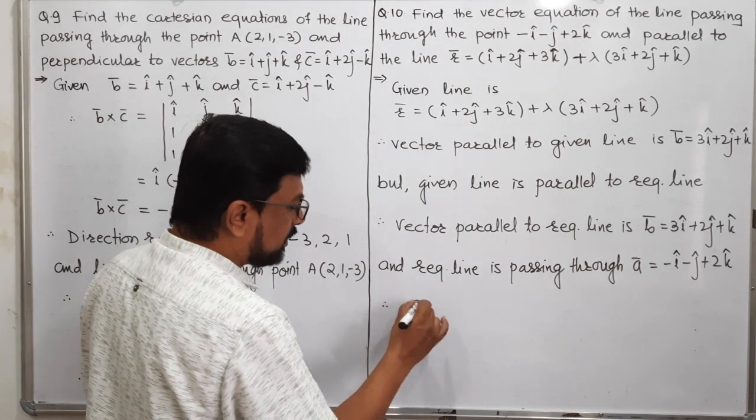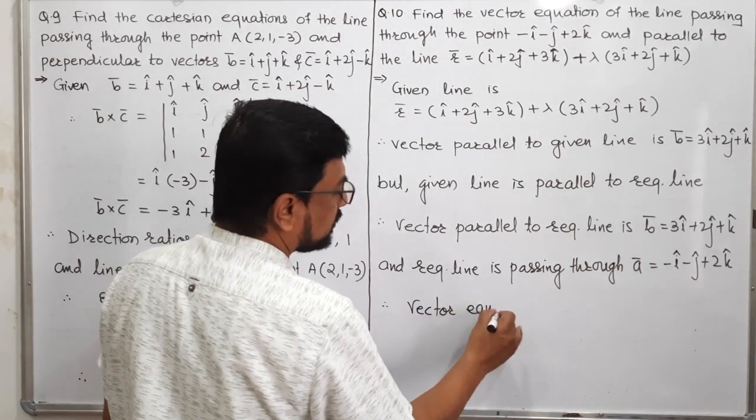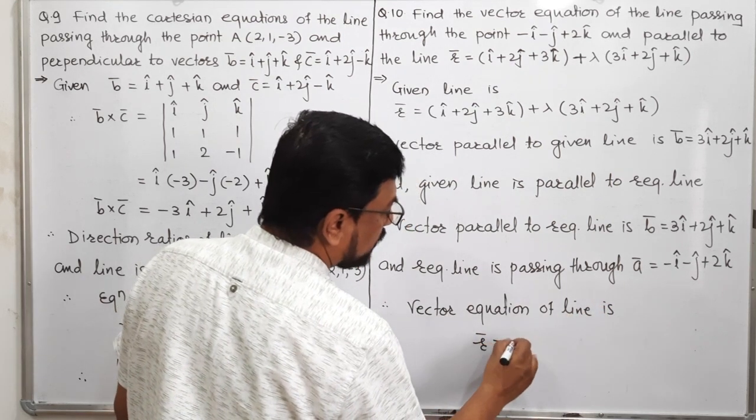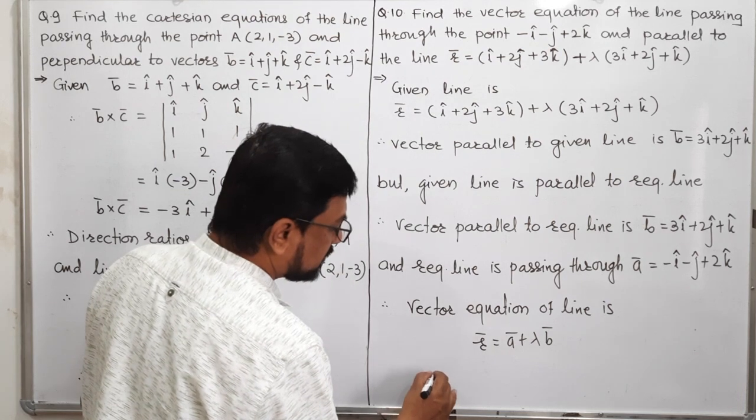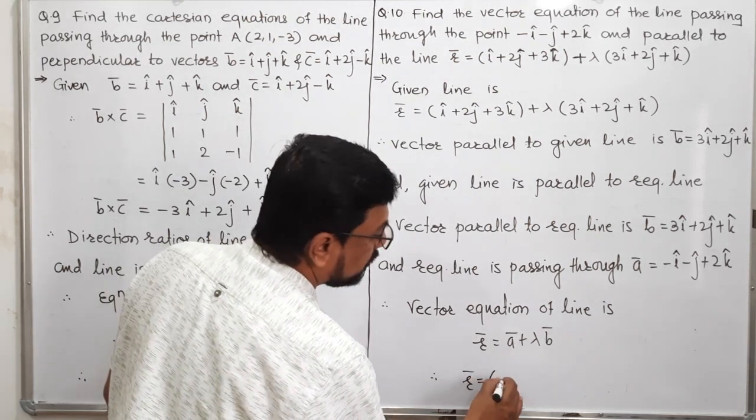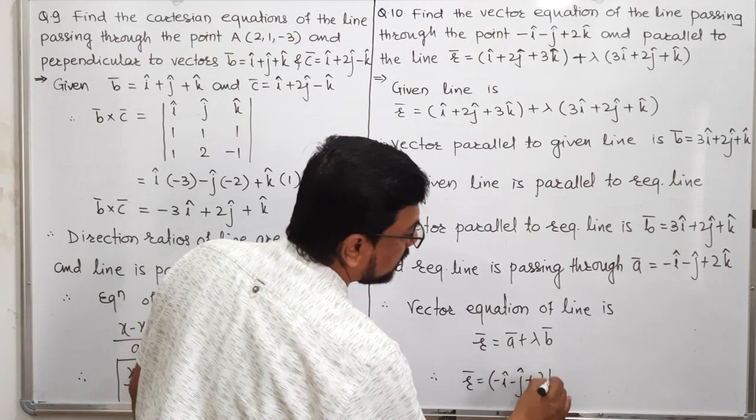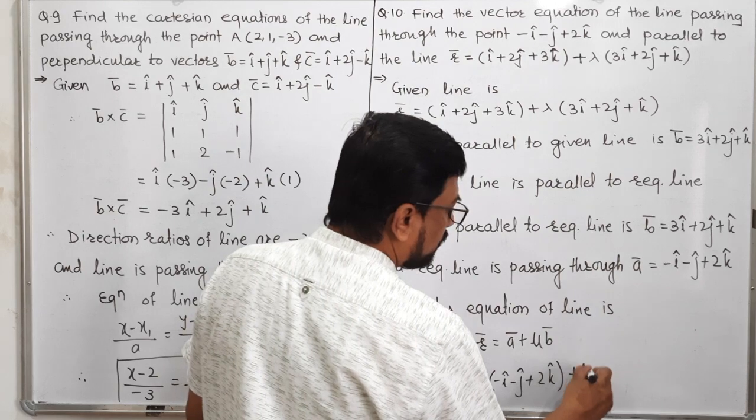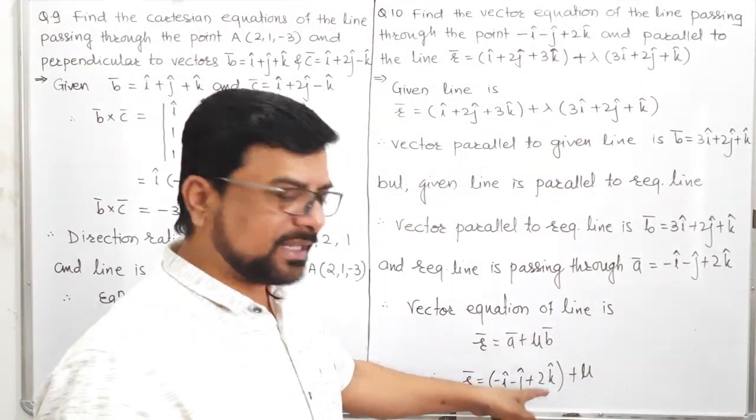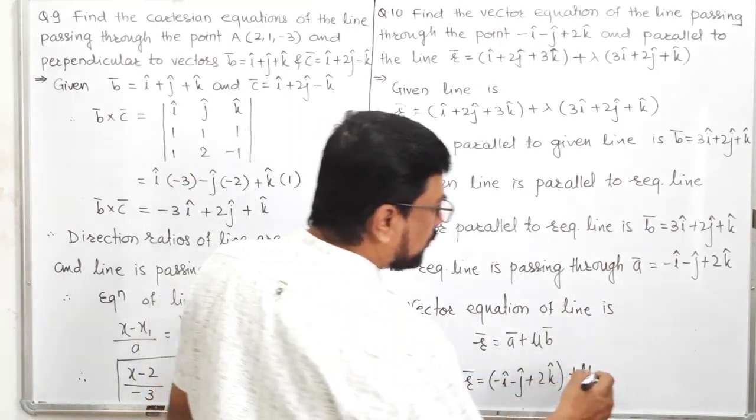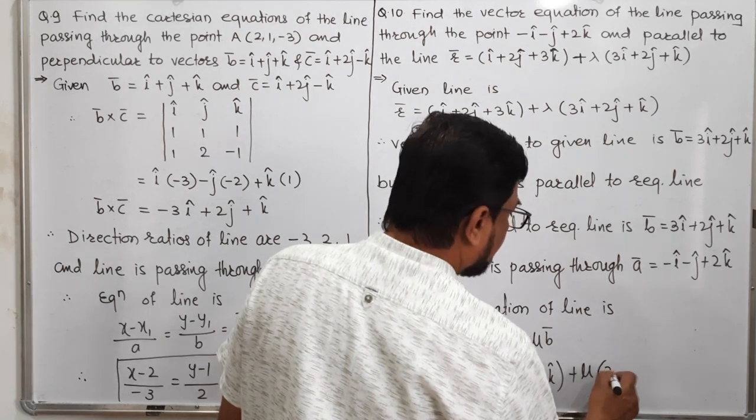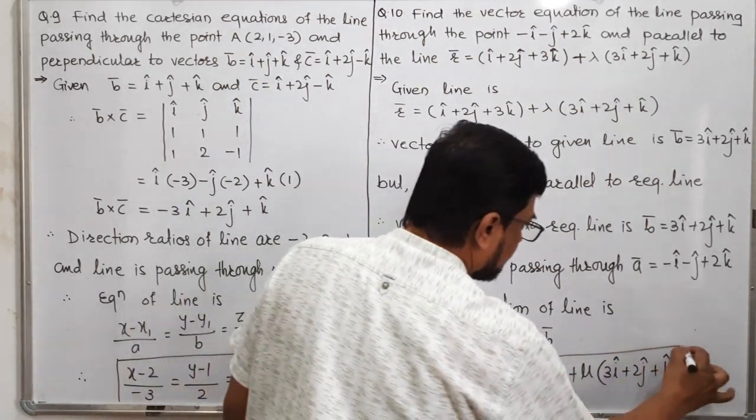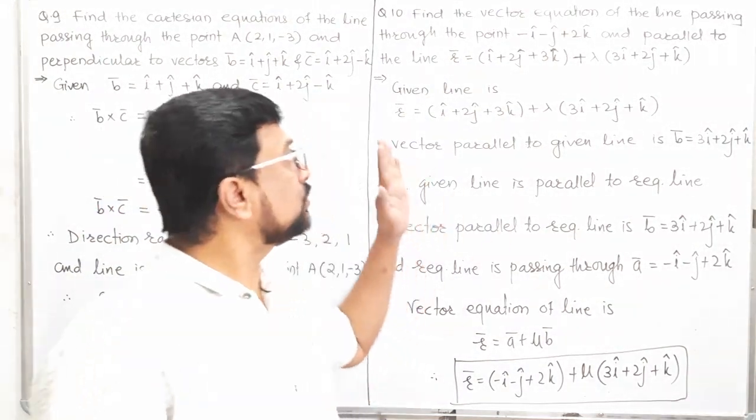Therefore, the vector equation of the line is r vector is equal to a vector plus lambda into b vector, means r vector is equal to minus i minus j plus 2k plus lambda into... Instead of lambda we are going to use mu here, because one lambda is already used to find the equation of another line. We can use another arbitrary constant, that is mu, into this parallel vector 3i plus 2j plus k. This is said to be the required equation of the line. Got it? So chalo, note down questions number 9 and 10.